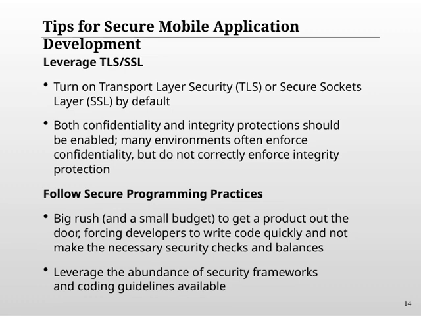First up, leveraging TLS or SSL is crucial. Make sure to turn on Transport Layer Security or Secure Sockets Layer by default. This helps protect data as it travels between the app and the server. It's important to enable both confidentiality, which keeps data secret, and integrity, which ensures data isn't tampered with. Often, environments focus on confidentiality, but forget about integrity, so double-check that both protections are enforced.